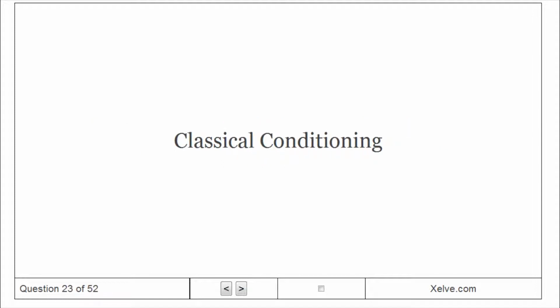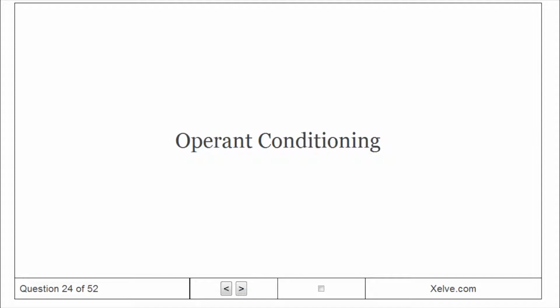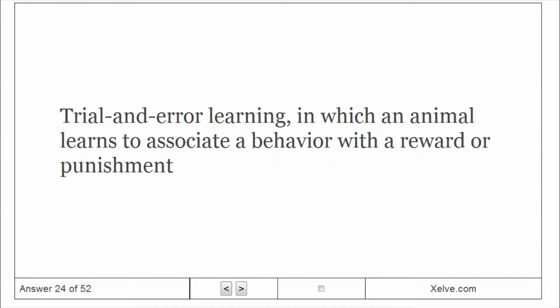Classical conditioning: associative learning in which an arbitrary stimulus becomes related to a particular outcome, e.g., a dog salivating when a bell is rung. Operant conditioning: trial and error learning, in which an animal learns to associate a behavior with a reward or punishment.